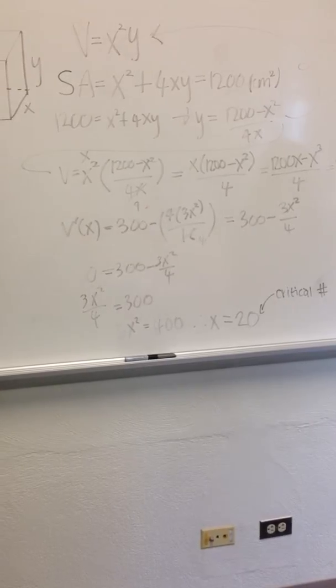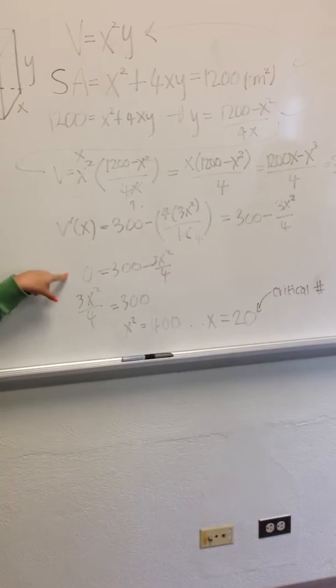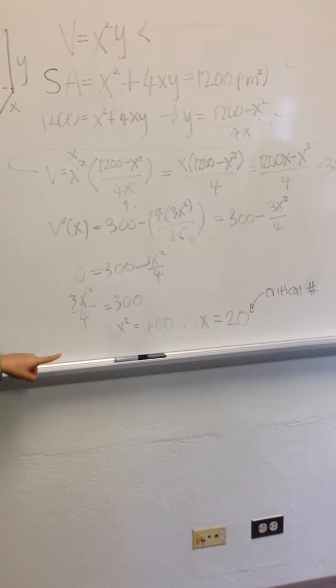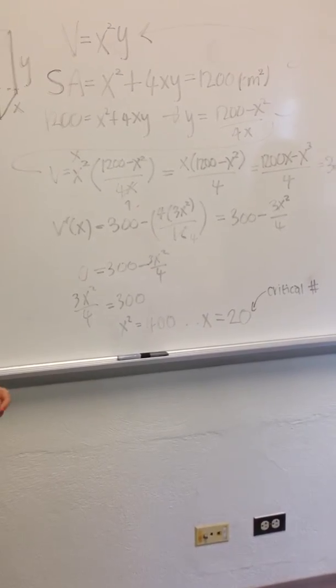And so in order to find the critical numbers, we have to set that equal to 0. So we set that equal to 0, and we get that x equals 20. So x equals 20 is a critical number.